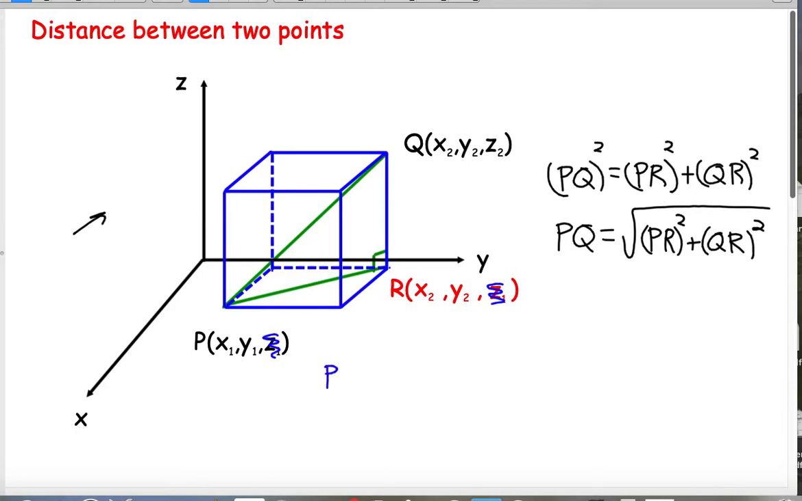So PR is going to be the square root of the difference of the x's squared plus the difference of the y's squared.